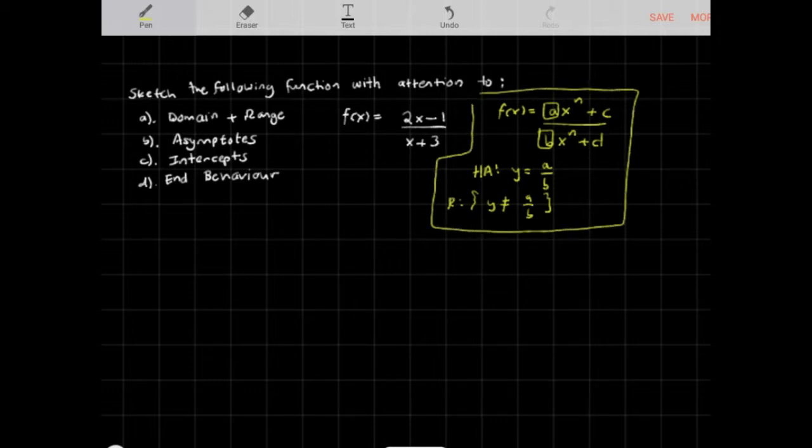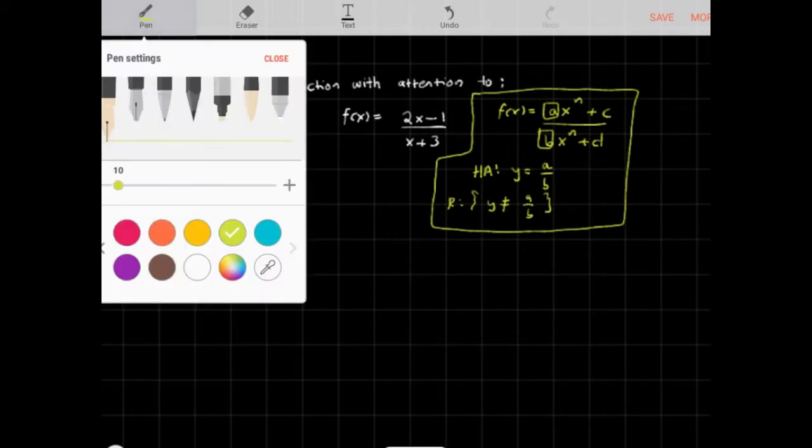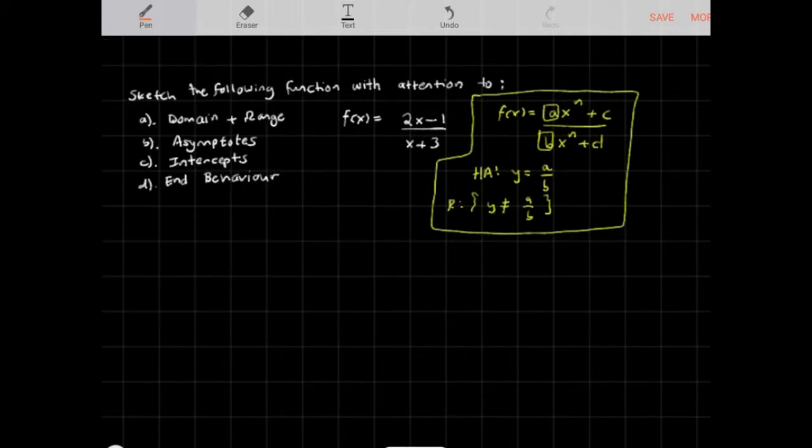So I'm just going to show you how we do one of these questions, and we're going to go through the entire works here. I'm going to start with the domain and range. Starting with the domain, the domain is the restriction on the x values, and the restriction occurs when the denominator becomes 0, because you can't divide a value by 0. In this case, x cannot equal -3.